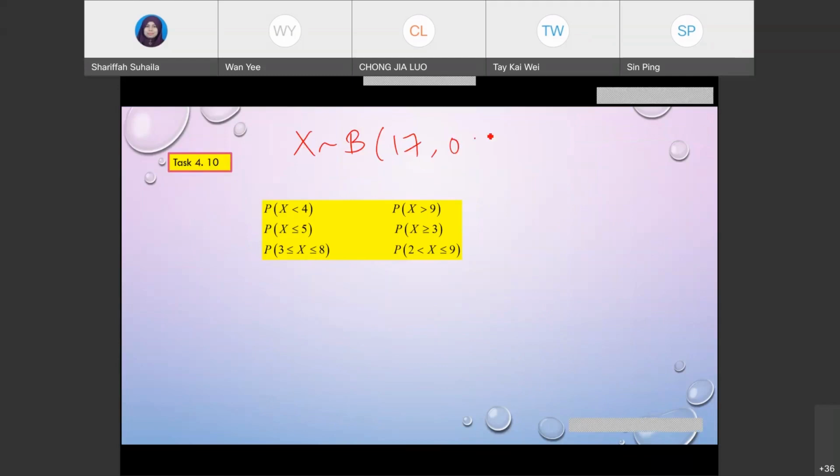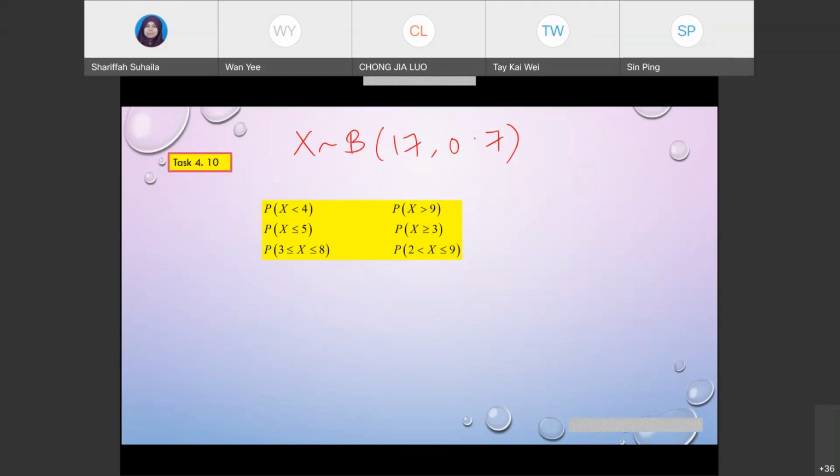pi is 0.7. Can anyone post back the Google form? If you are coming late, maybe you can fill in the Google form for your attendance. Ask one of your friends to post it again.